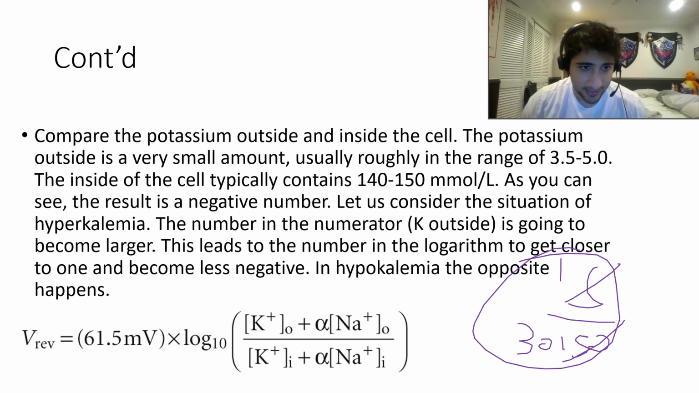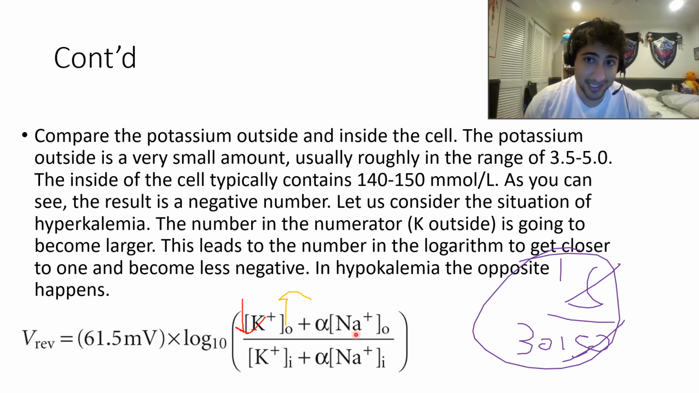Now let's talk about hyperkalemia. If the number in the numerator gets larger, the number in the logarithm is going to get larger. And as the number in the logarithm gets larger, the less negative this overall expression is going to become. In hypokalemia, the opposite happens. As potassium decreases outside of the cell, remember, look at the relative amounts. There's barely any potassium outside the cell and a decent amount inside the cell. So small changes in a small number like 3.5 or 5 are considerable.